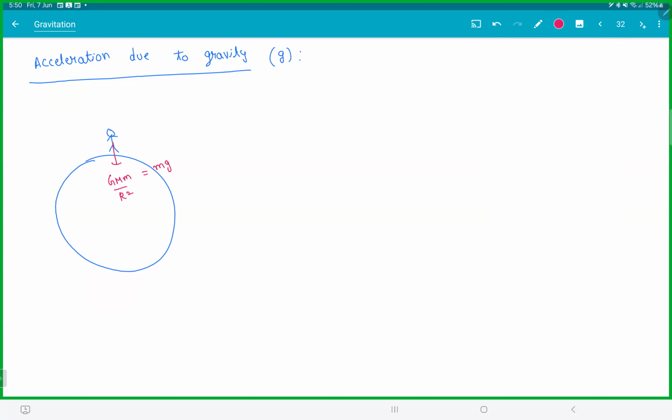Since we are mostly on the surface of the planet, the gravity doesn't change. So that small mg is written as G capital M by r square. So we get g is equal to GM by r square. This is the acceleration due to gravity. So this depends on planet to planet.